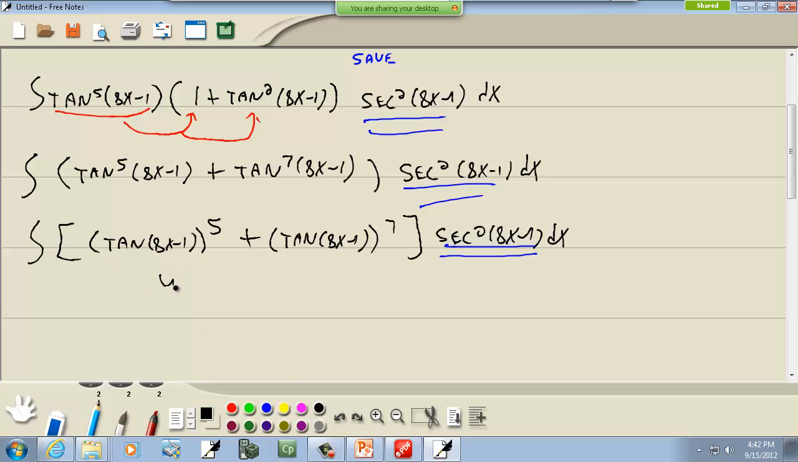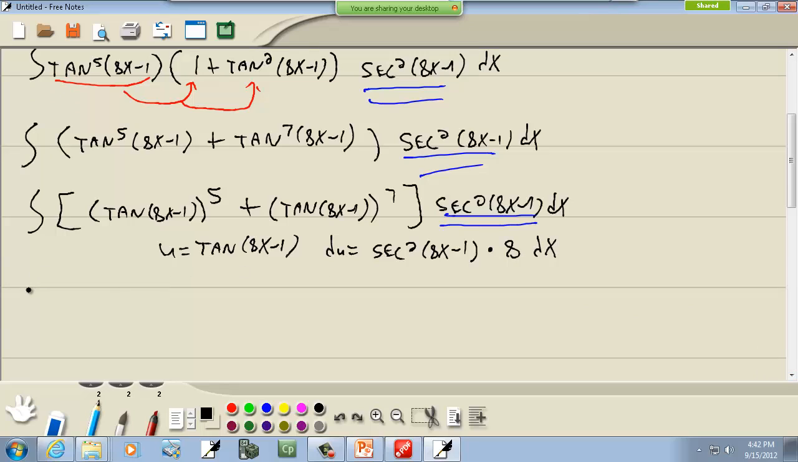Okay, so now if I let u equal tangent 8x minus 1, du, the derivative of tangent is secant squared. So this would be secant squared 8x minus 1. But since this is the chain rule, we have to multiply it times the derivative of what's inside the parentheses, which is 8. So we need 8 inside there, and we'll offset it with a 1/8 out in front. Now I think you've seen enough of those, I won't actually put it in there, but you know, 1/8 here and 8 inside. So then this becomes 1/8 times u to the 5th plus u to the 7th du.